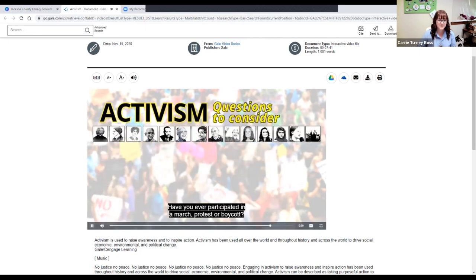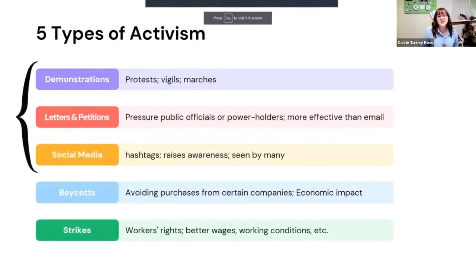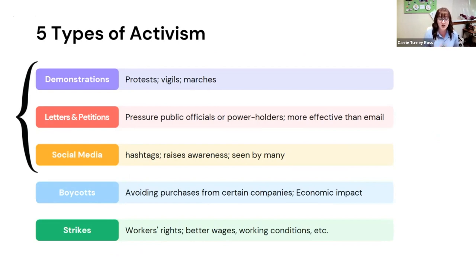Have you ever participated? All right, so we'll go ahead and stop it there. There are really five main types of activism grouped here as demonstrations. So that includes protests, vigils, marches, things like that. Letters and petitions. These are used to pressure public officials or power holders, and it can be done by email or physical letters.